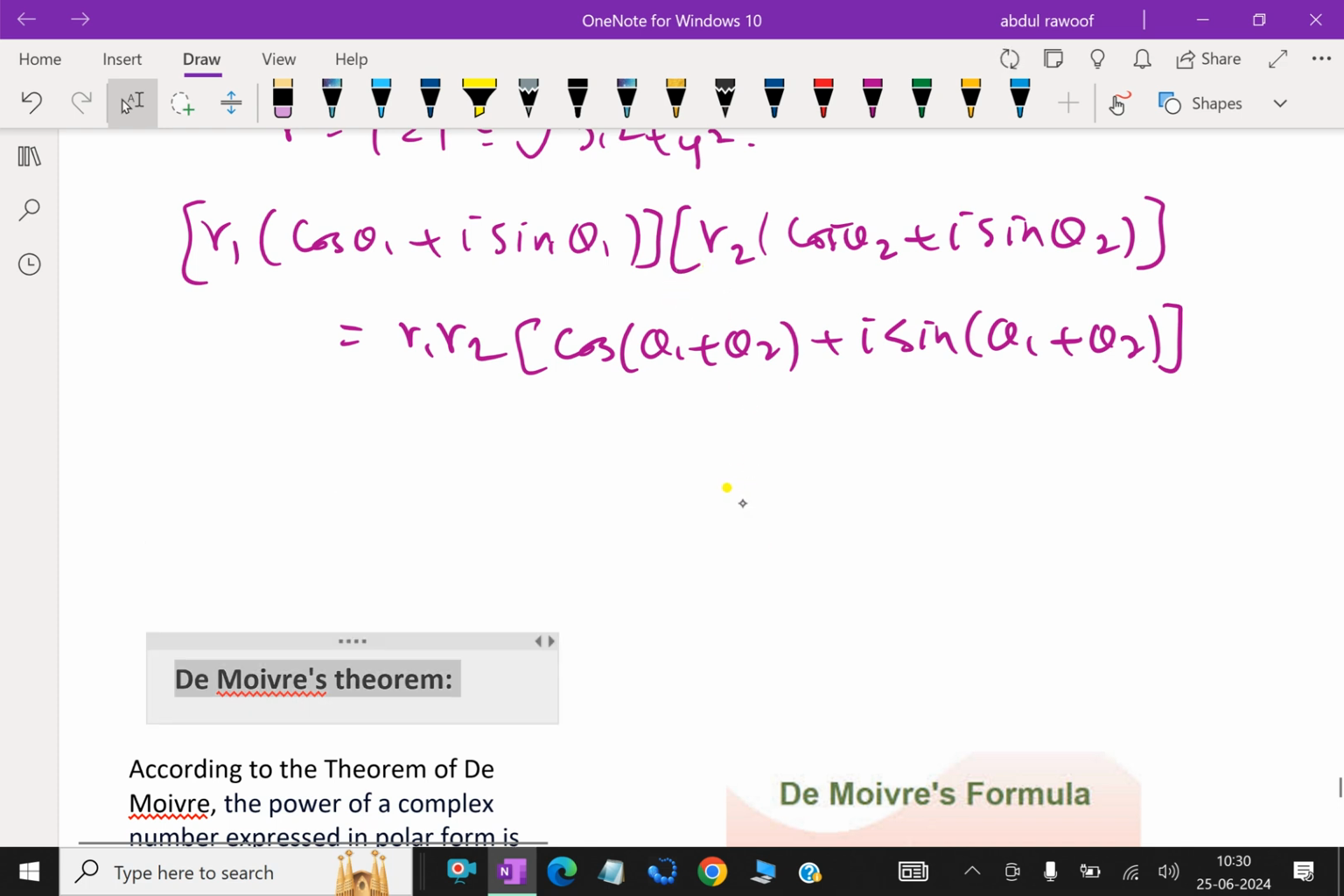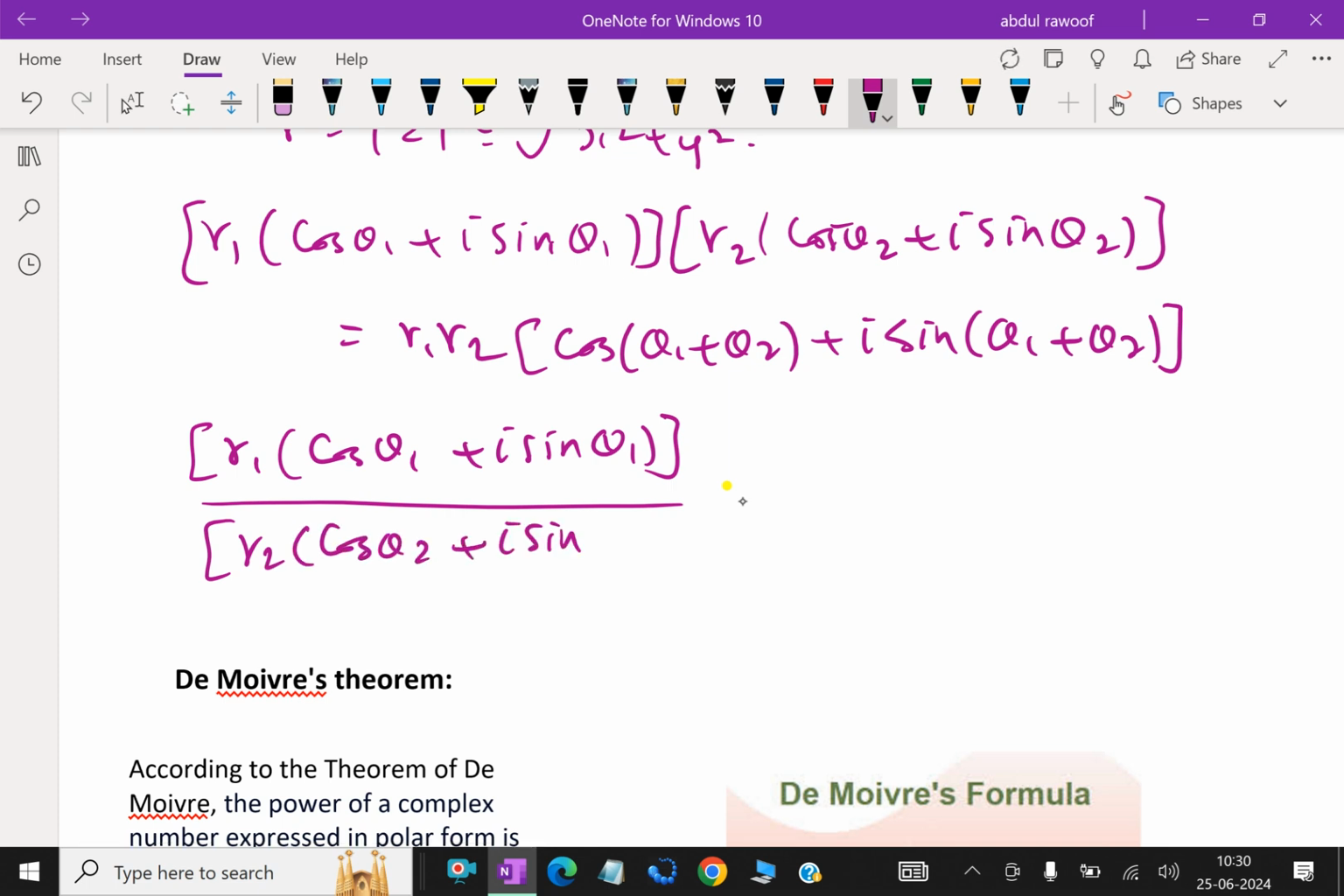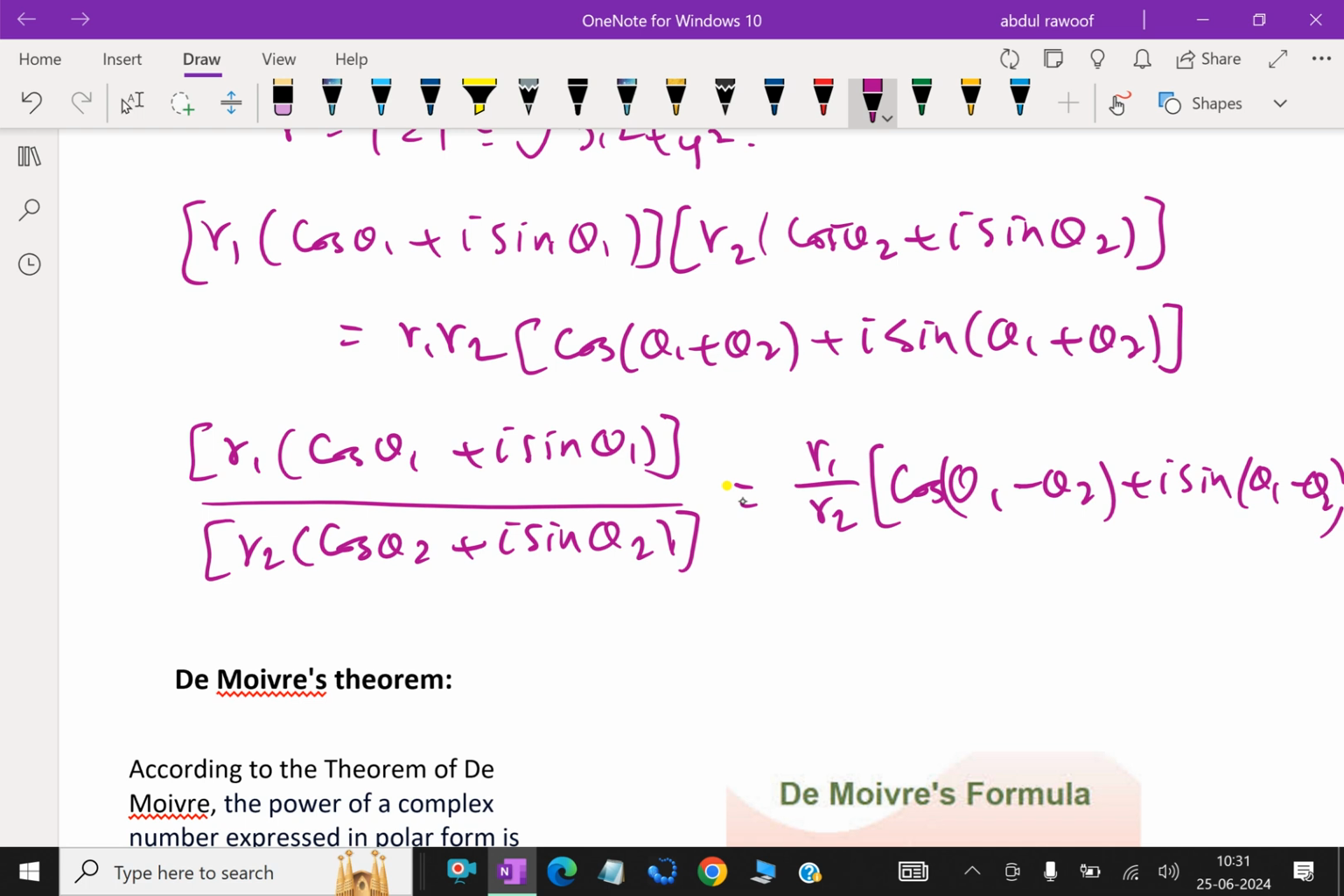For the same division, we can write r1 (cos theta 1 plus i sin theta 1) over r2 (cos theta 2 plus i sin theta 2), which can be expressed in polar form by using De Moivre's theorem: r1 by r2 into cos (theta 1 minus theta 2) plus i sin (theta 1 minus theta 2).